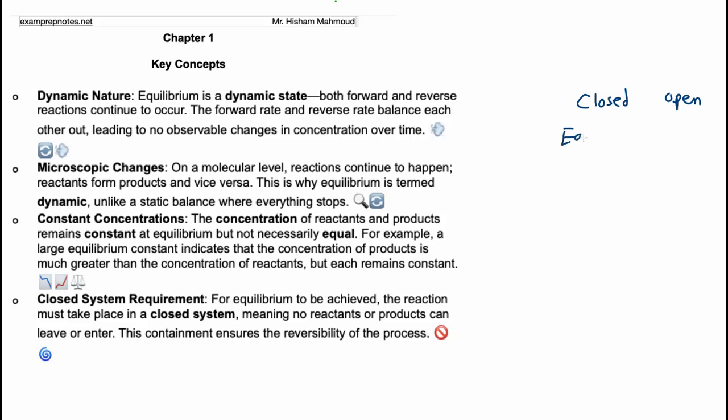If it's closed, it's going to be called equilibrium, but if it is open, it will be called steady state.